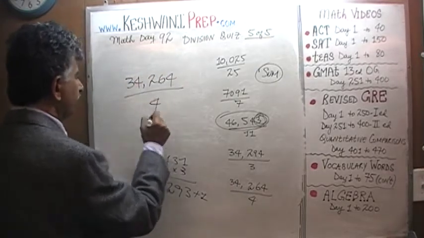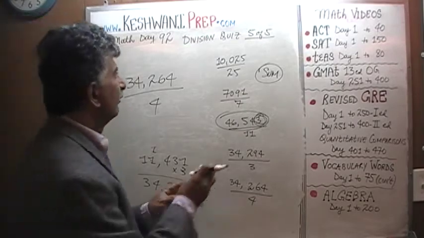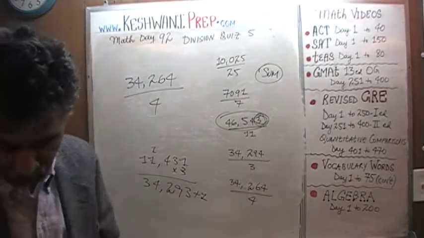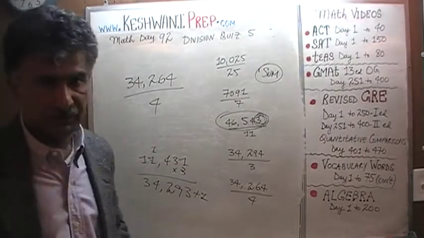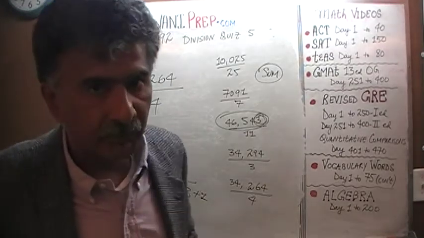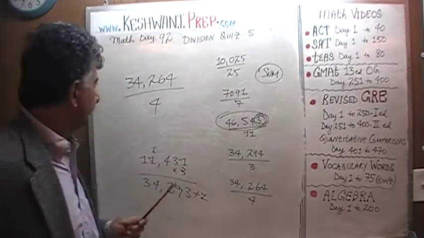34,264 divided by 4. I have changed my mind. This is not going to be the 505. Let's just call it quiz number 5. And we're going to do a few more. We're going to probably have 10 of them. I just changed my mind because I have 10 problems here. And if I were to do all 10 of them in one video, it will bore the pants off you. We're just going to do 5. This is our last one.